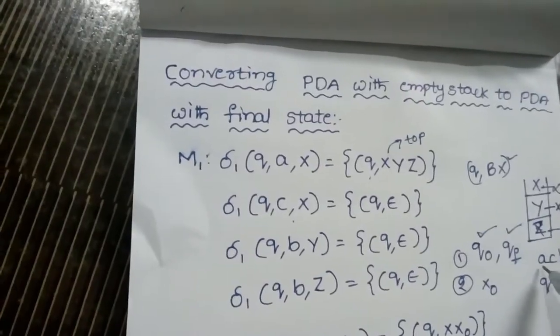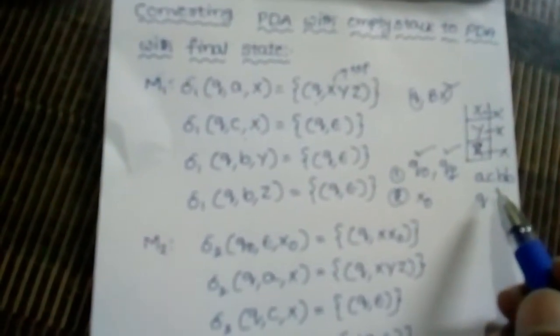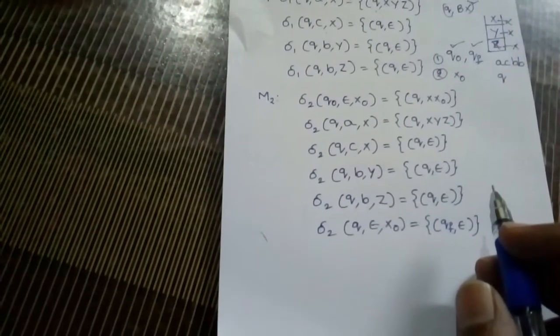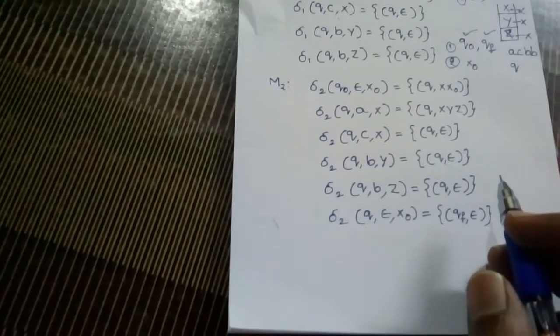That means after processing ACBB, the stack becomes empty. After processing ACBB, the stack becomes empty. So ACBB is acceptable. Now we consider here how to convert that to PDA with final state.